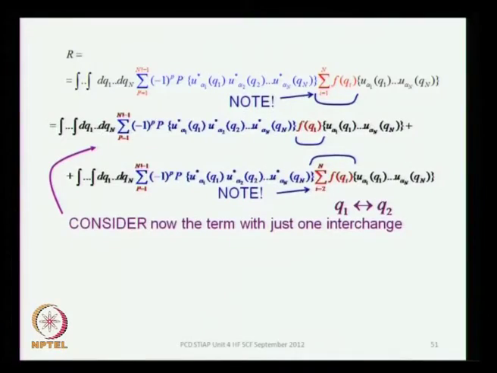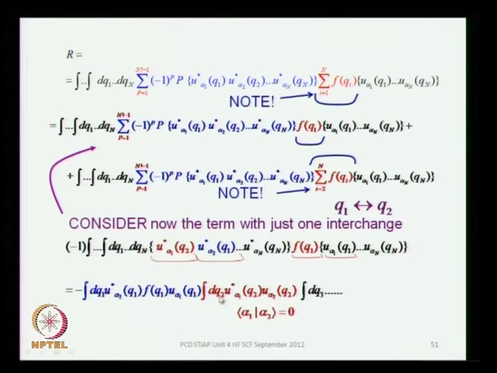If there are more than one interchanges, it in fact becomes easier, because it goes to 0 for more than one reason, okay. But even if there is a single interchange, it goes to 0, that is the main point. So, let us consider the term for just one interchange, and here I have swapped the states 1 and 2. So, here you have got u alpha 1 star q 2 u alpha star alpha 2 star q 1. So, that is the interchange that I refer to. There is one single interchange.